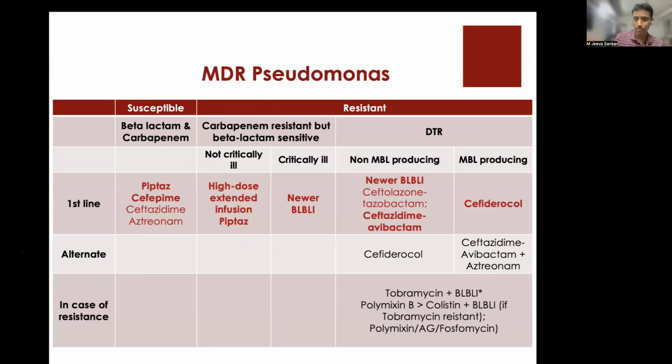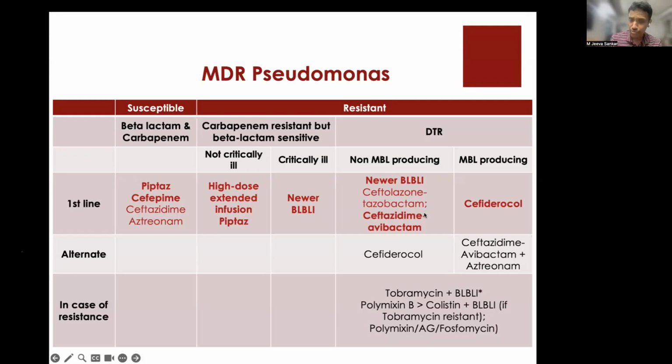Now, what about Pseudomonas? Multidrug resistant or extremely drug resistant Pseudomonas. If it is carbapenem resistant but sensitive to beta-lactams, it's unlikely, but it can happen. So it's resistant to carbapenem, but sensitive to beta-lactam antibiotics like Piptaz. In that case, the first line is Piptaz, but at a higher dose, so high dose extended infusion of Piptaz. But if the baby is sick, in that case you go for a newer beta-lactamase inhibitor, that is ceftazidime-avibactam or ceftolozane-tazobactam. So you use either of these.